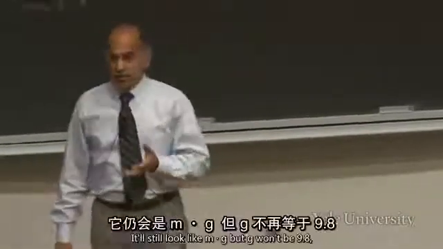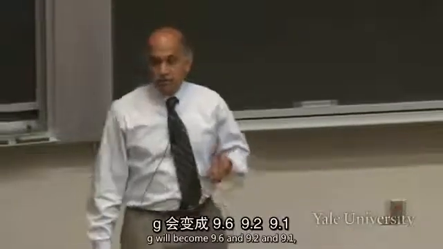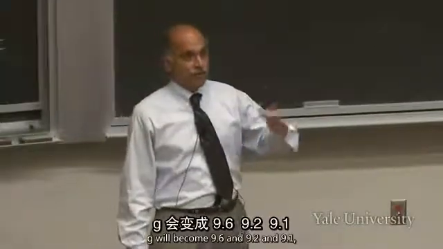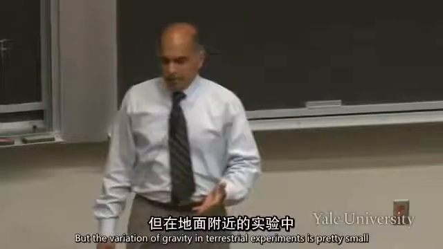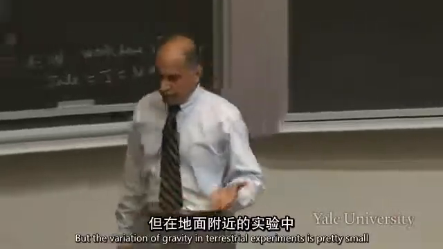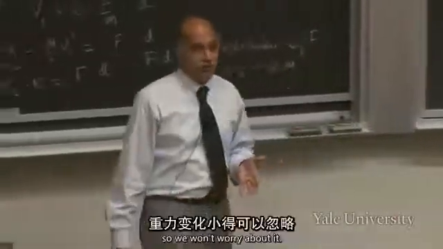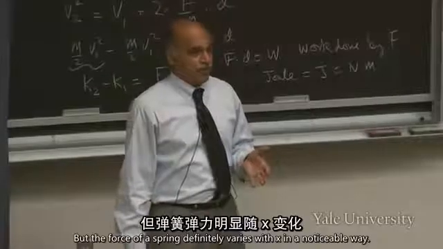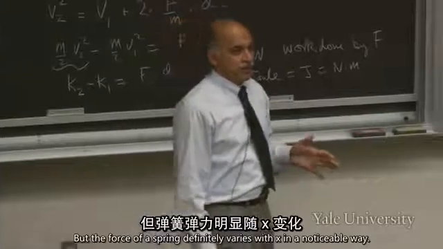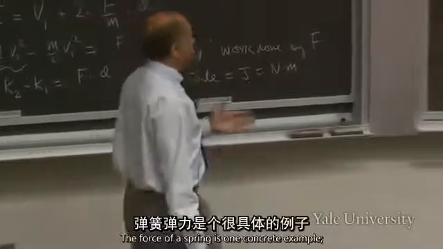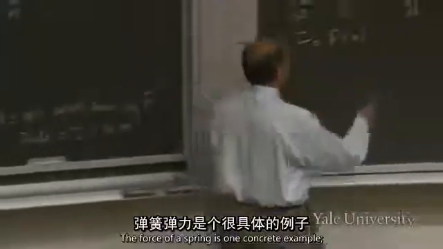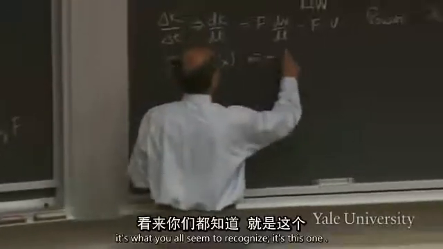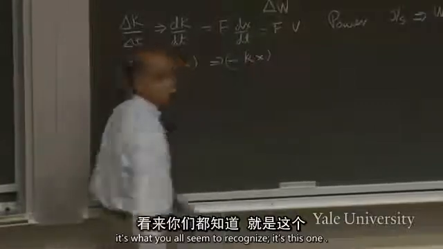It'll still look like mg, but g won't be 9.8. g will become 9.6 and 9.2 and 9.1, it will decrease. But the variation of gravity in terrestrial experiments is pretty small, so we won't worry about it. But the force of a spring definitely varies with x in a noticeable way. And the force of a spring, so one concrete example is what you all seem to recognize, is this one.